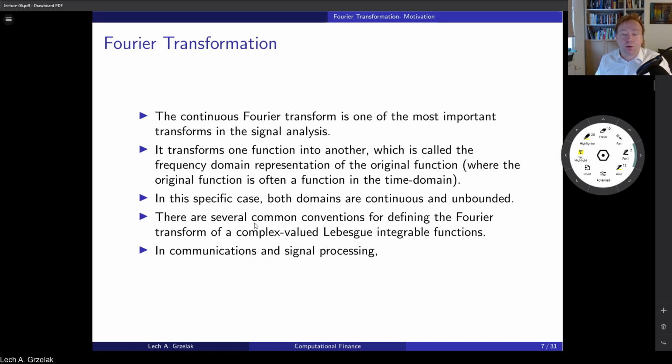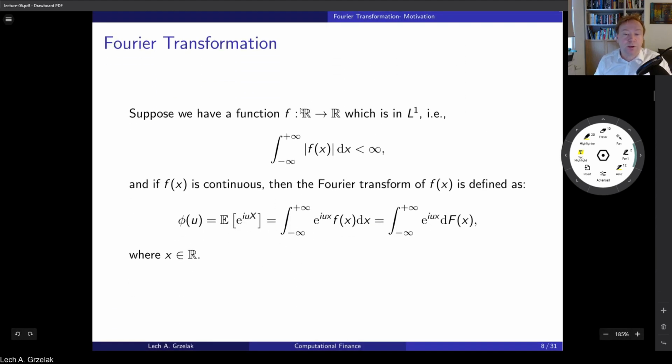There are several common conventions for defining the Fourier transform of complex-valued Lebesgue integrable functions. And it's also related, like I just said, to signal processing. Here are more details, the technicalities.